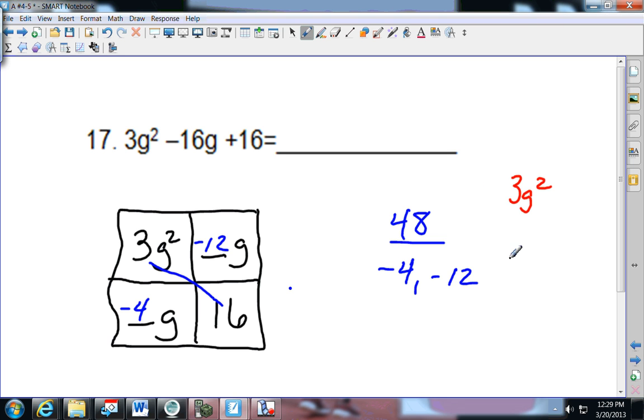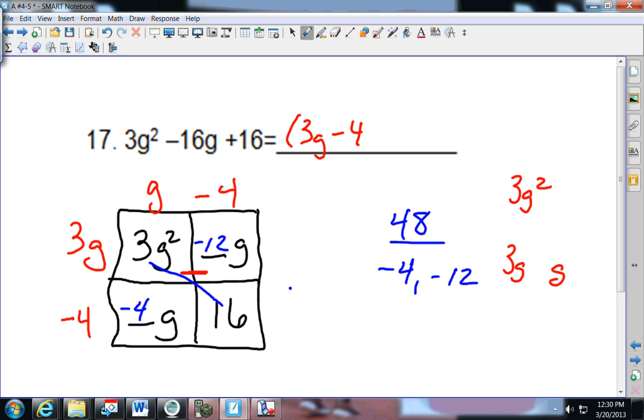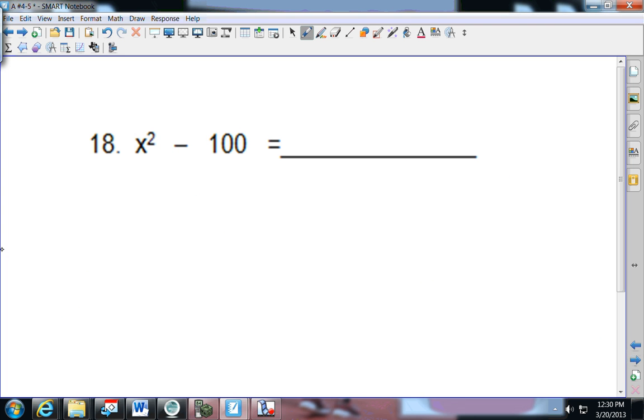Now, 3g squared is going to split up as 3g and g. So out of these 2 boxes, what is my GCF? Does 3 go into 12? Yes. So 3g goes here. 1g goes up top. 3 times what is negative 12? Negative 4. G times what is negative 4g? Negative 4. So I have 3g minus 4 times g minus 4. Those are my factors. Okay, go ahead and try number 18.